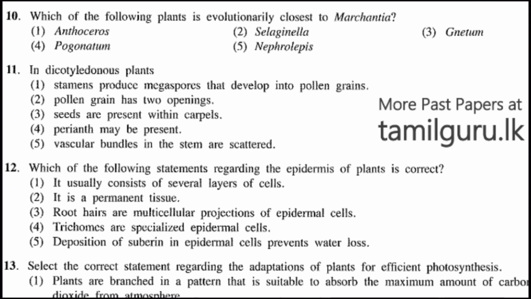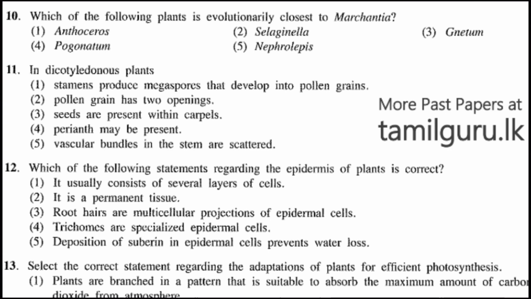So the first statement says stamens produce megaspores. That is wrong. Stamens produce microspores. The second statement, pollen grain has 2 openings. Wrong. In dicotyledonous plants, pollen grains have 3 openings. Third statement, seeds are present within carpels. That is the correct answer. So carpel means the stigma, style and the ovary, and we know inside the ovary there are ovules. So after fertilization, those ovules will develop into seeds. So the answer is number 3.